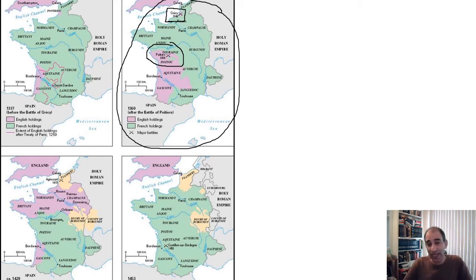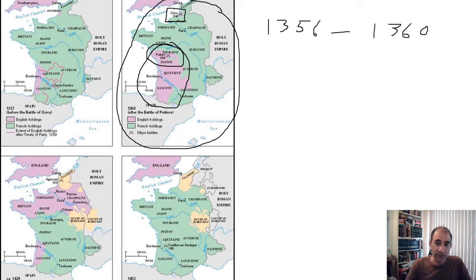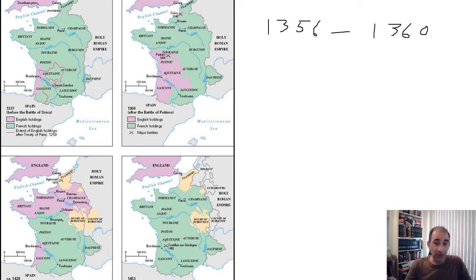The British win again. Not only do they win, as you can see on our map here, they take over a good chunk of real estate. So that Battle of Poitiers, just to remind you, is 1356. And from 1356 to 1360, over the next 4 years, the British conquer a tremendous amount of land here in southern France. All right, what happens? Well, not only do the British win, the King of France, John II, is captured. So what ends up happening is a treaty in 1360.